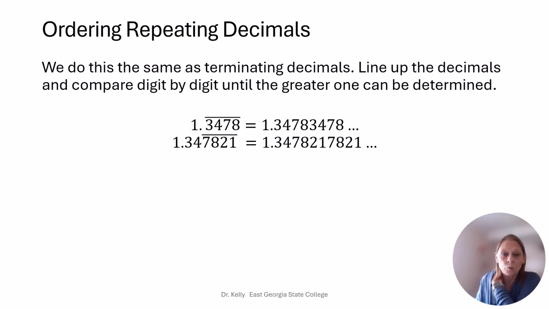Now, one thing I do want to caution you on is one of the biggest student mistakes is that they see that 7, 8, 2, 1 is bigger than 3, 4, 7, 8. They focus just on that repetend. So it's really important that you line it up and you kind of go through it.